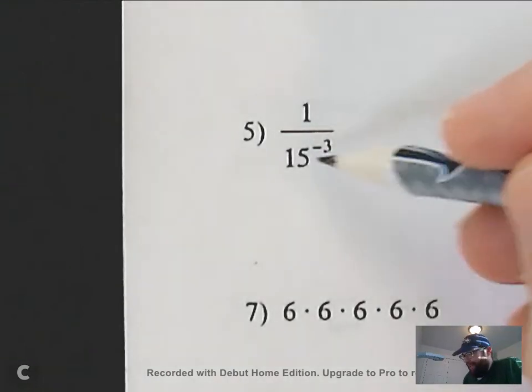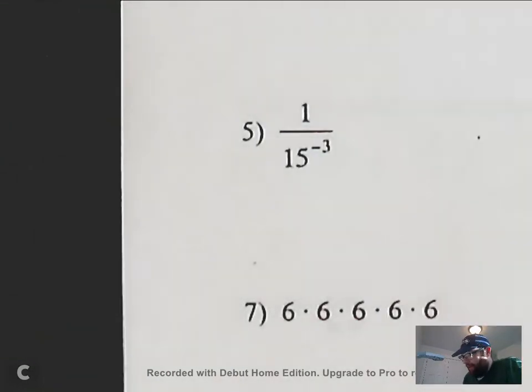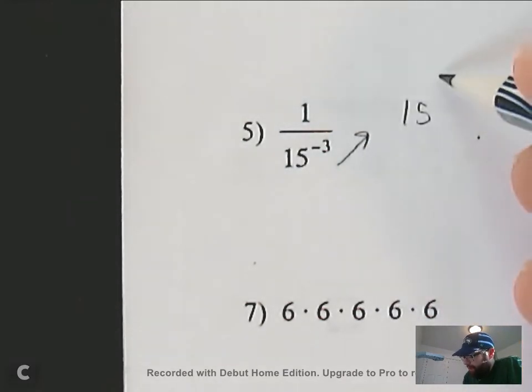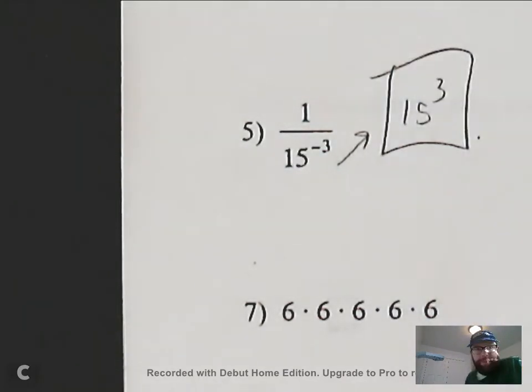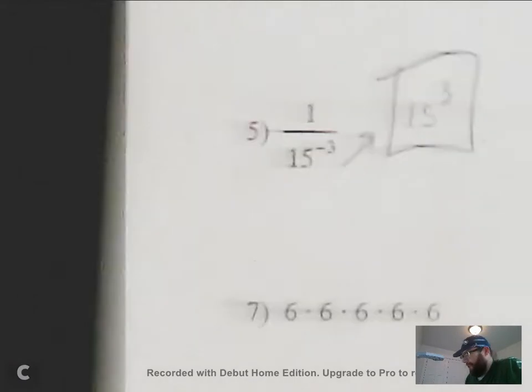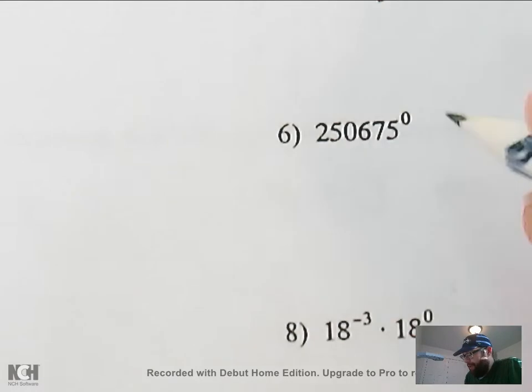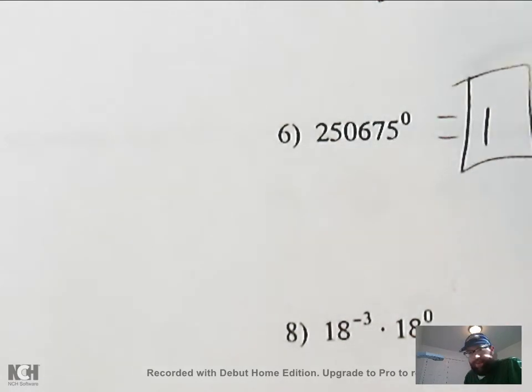This one's already negative, so again, I want it as a positive and negative, so I move it upstairs. It becomes 15 to the positive 3. And there's your answer. Okay? This big old number is raised to the 0 power. Anything to the 0 power, no matter what it is, is 1. There's my answer.